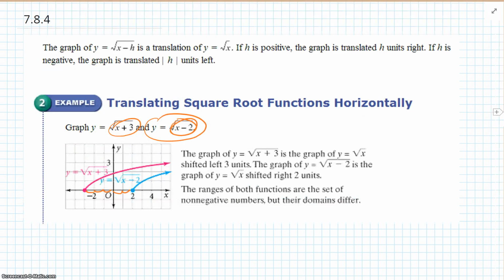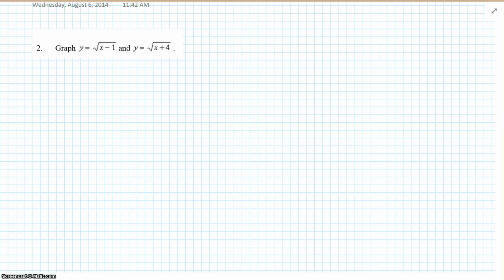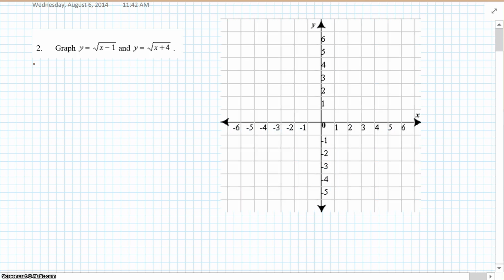Their domains differ. All right, so graph square root of x minus 1 and the square root of x plus 4. Bam, there's a graph for you. So let's work on the first one. Y equals the square root of x minus 1. That's going to be our base graph, but it's going to be translated 1 unit to the right. Okay? And if you think about it, when x equals 2, y would be 1. When x equals 5, y would equal 2. And there's the first one.